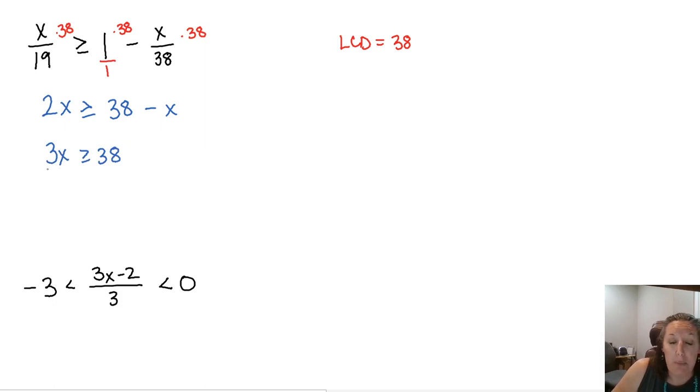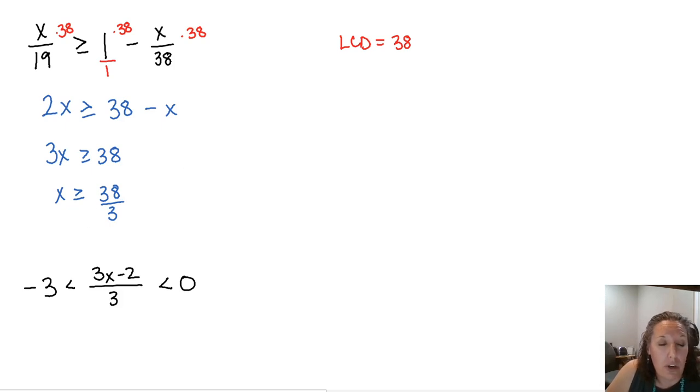This 3 is a positive number. Remember, we only flip the direction of our inequality sign if we multiply or divide by a negative. This one is a positive 3, so when we divide by 3, our sign's going to stay the same. It's still going to be a greater than or equal to. 38 over 3 does not reduce. So that would be our inequality form of our solution.